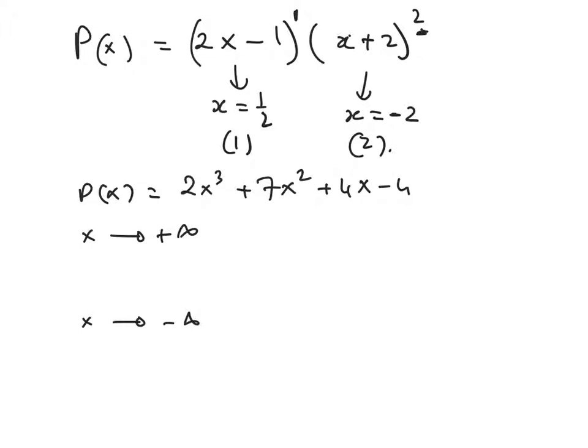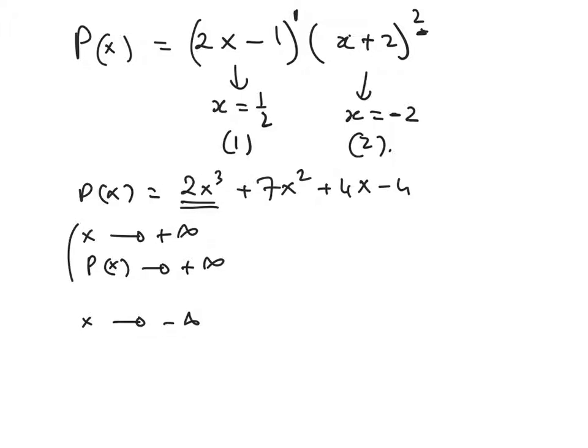We use the negative infinity as a notation again. Now, if x takes very large values, the 2x^3, the term with the highest power, will dominate, and therefore P of x also takes very large values without bound, and we use the plus infinity.